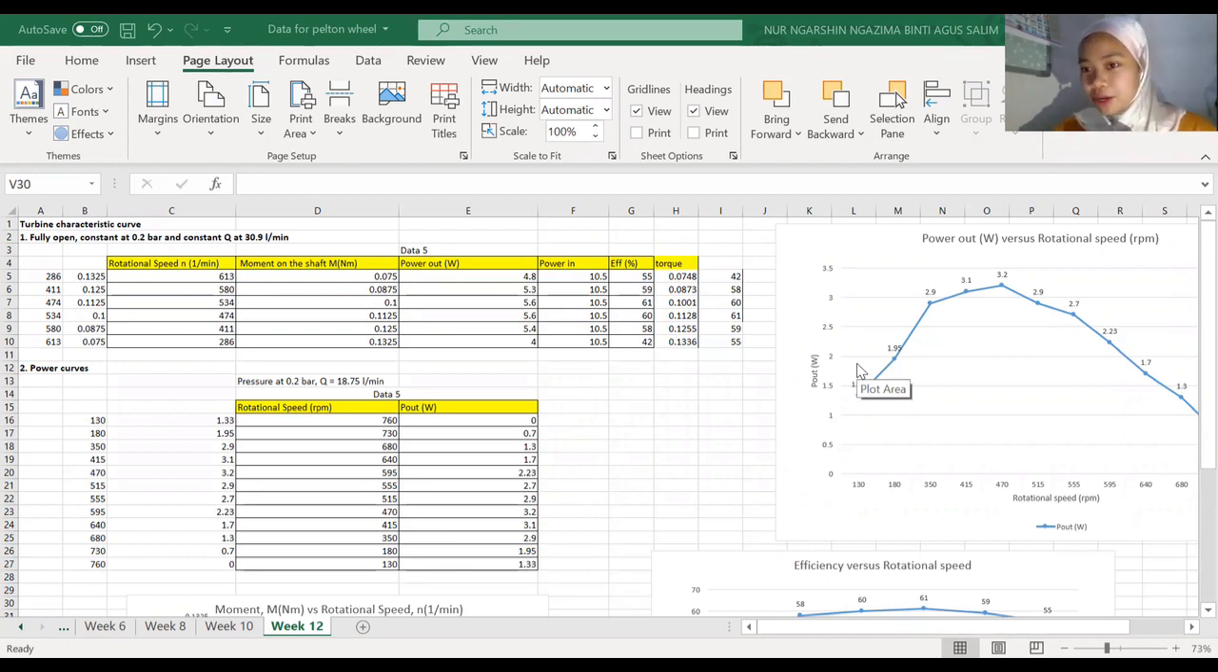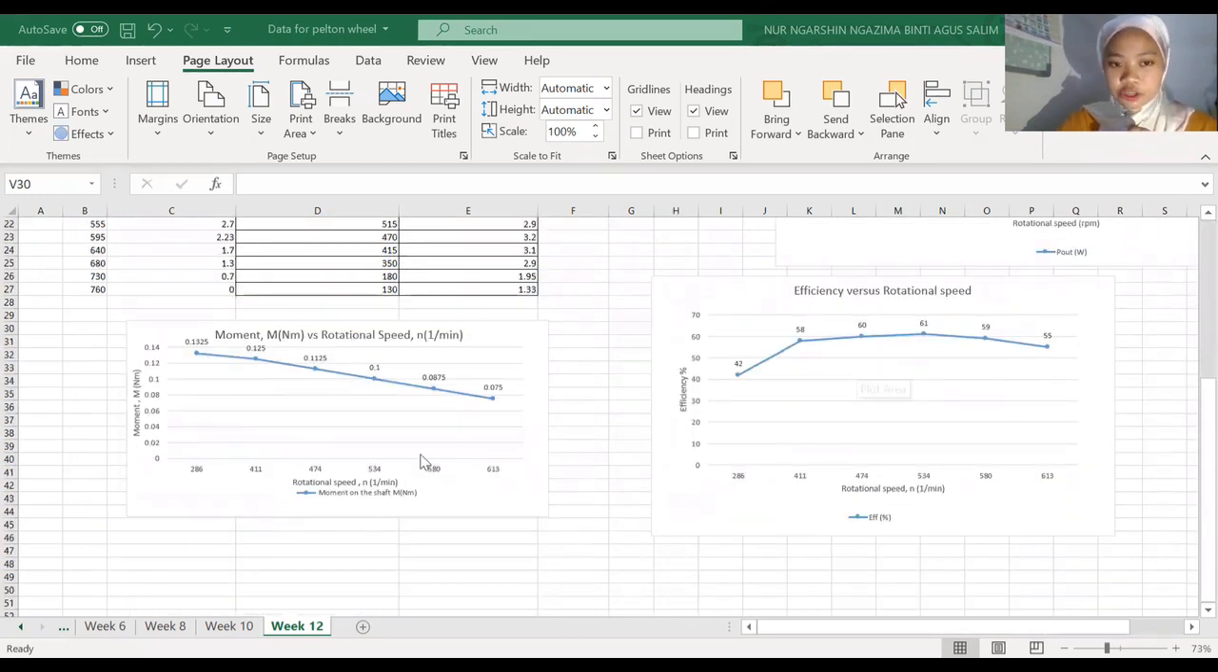My matric number is MA18204. I will present the results for this lab. First of all, this is data one, the turbine characteristic curve, and this one is data two, the power curve.